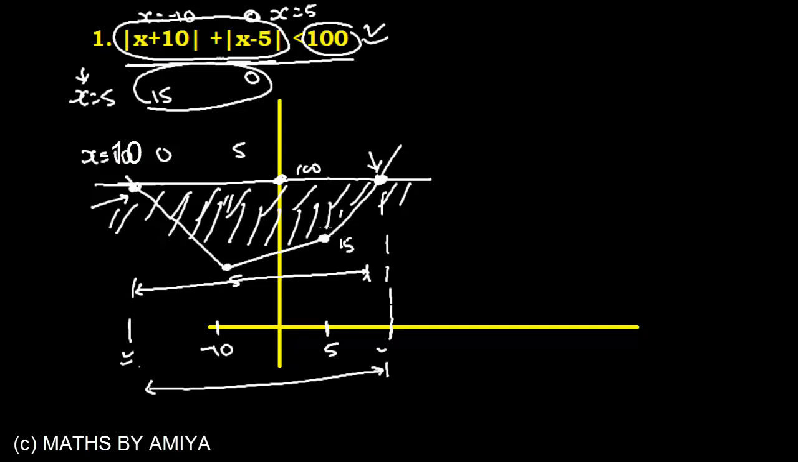Now we know for x is equal to 5, for this function we are looking for the right hand side. The right hand side is nothing but the plus, and for this point also we are looking for the right hand side.